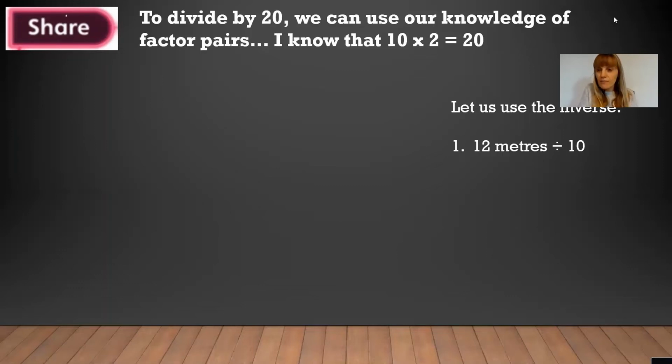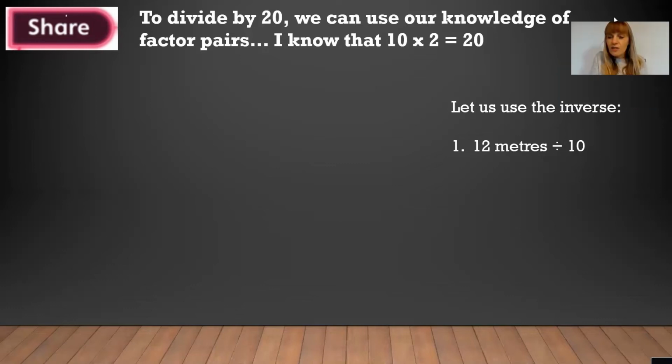Let me move myself out of the way. So let's use the inverse of that factor pair, 10 multiplied by 2 equals 20. So the first step would be to do 12 divided by 10.